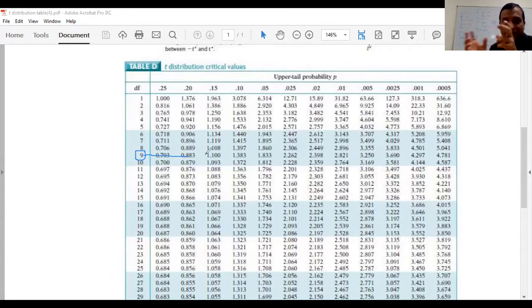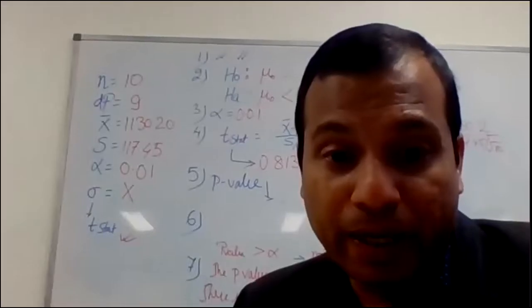Yes, because if you see the difference between 0.81 and 0.883, and the difference between 0.81 and 0.703, you will see that the t-stat value is closer to 0.883. So we stop here at 0.883 and then move vertically up and see what is the probability value. Rounding it out, it's 0.20. Keep that in mind, 0.20, and go back to the decision rule.